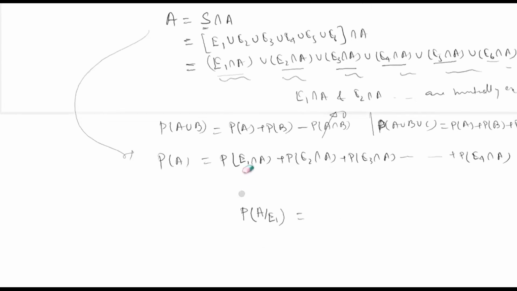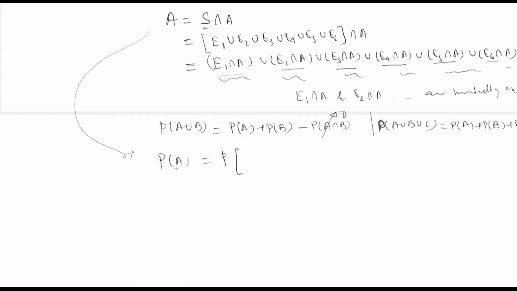So let me just do it in two steps if this is not confusing. This can be written as probability of, I'm replacing A with all this: E1 intersection A, union, E2 intersection A, union, E3 intersection A, and so on and so forth, union, E6 intersection A. So I've just replaced A with this, from here to here.